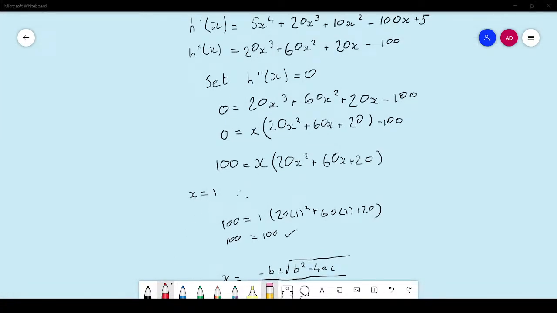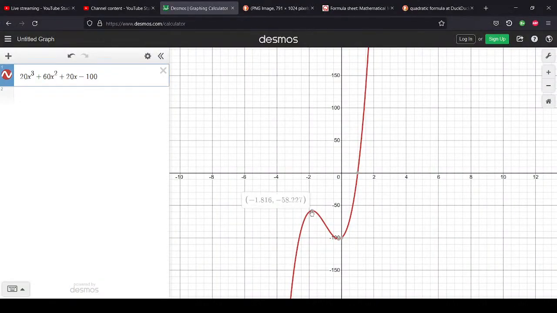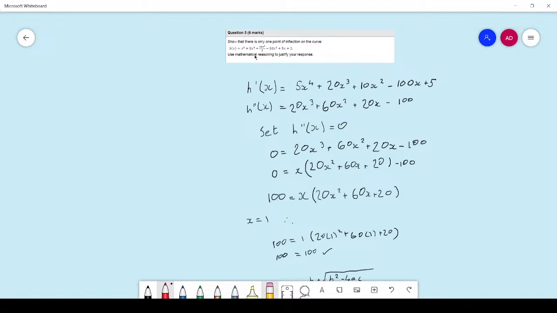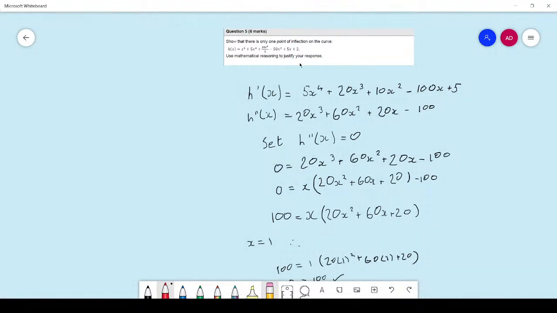And if we go and look back at our Desmos, so our graph, we can see that this here, 1, 0, is the only valid solution to our double derivative, right? So go back to our whiteboard, and we can see that this solution here, x equals 1, is the only valid solution to the double derivative, which means it is the only point of inflection for this original 5th degree polynomial h of x up here.